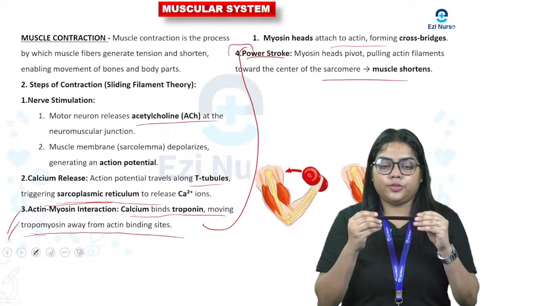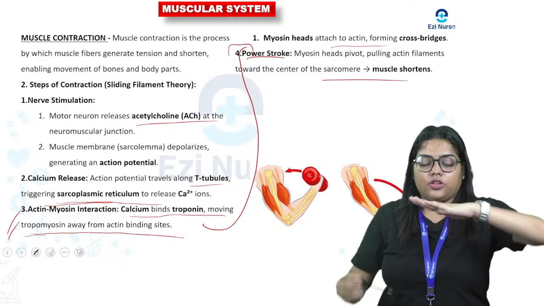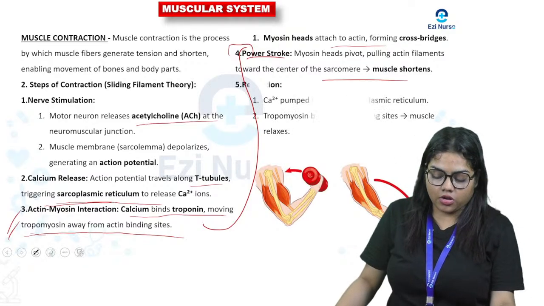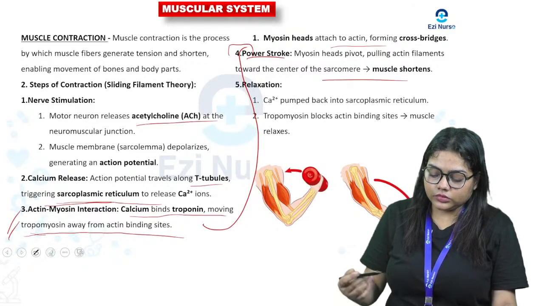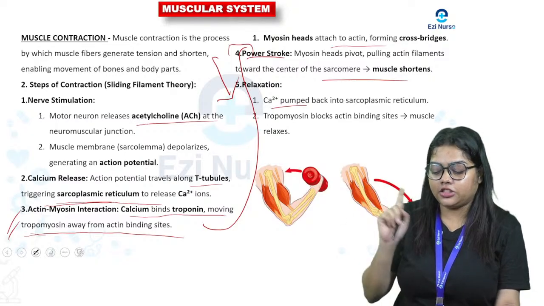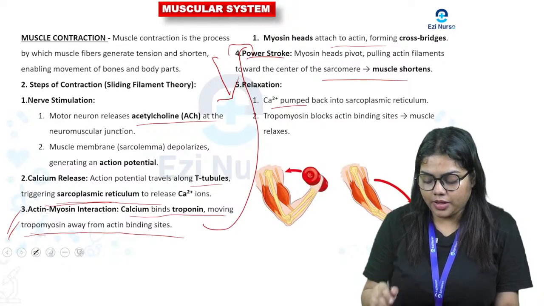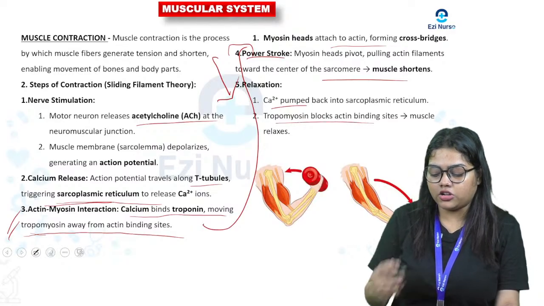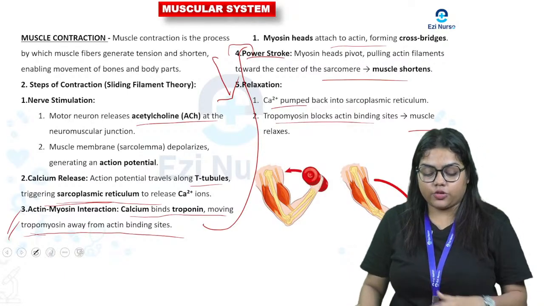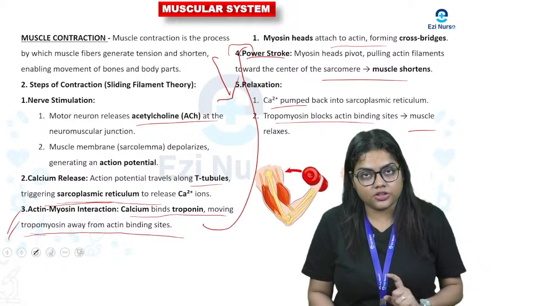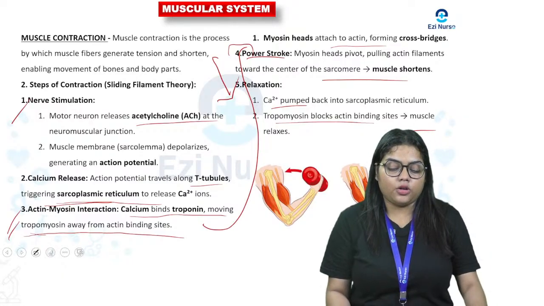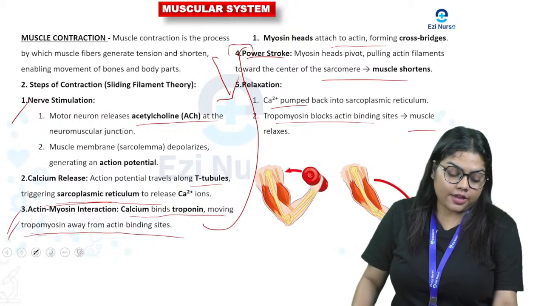Muscle will be like this, and it will become like this. If this is a muscle, it will be shortened and become like this. After that, what will happen? Relaxation, where the Ca2+ will be pumped back into the sarcoplasmic reticulum and the tropomyosin will block the actin binding sites, and the muscle will be relaxed. So this is the whole procedure of muscle contraction. Remember, try to memorize it, at least make a note about this, because many times it has come in exams.